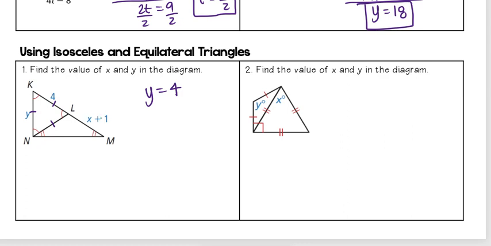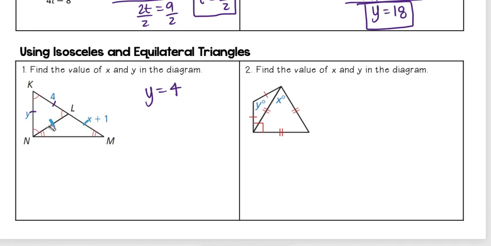Now I need to figure out what this x plus 1 is, and I see it's part of this lower triangle here, and what I notice with this lower triangle is that it has two angles congruent. And so if you remember from the converse of the base angles theorem, if two angles are congruent, then the sides opposite of it are also congruent. So that means that this side is congruent to this side.